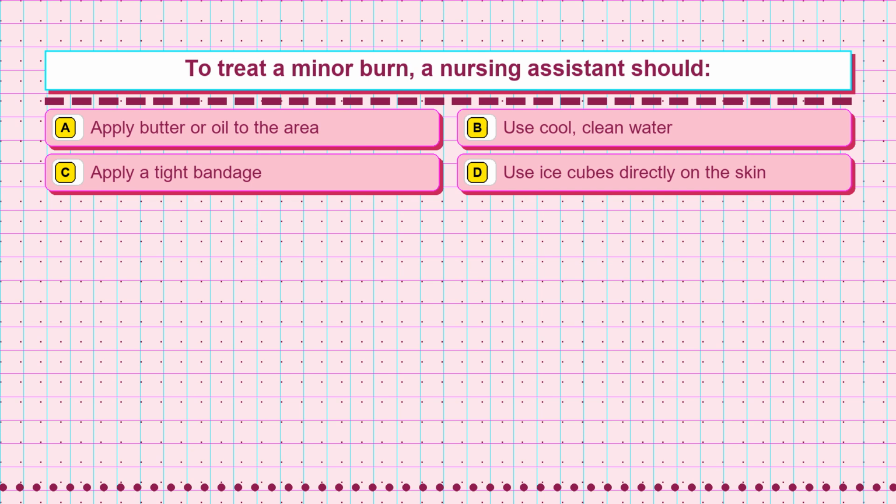Question 25. To treat a minor burn, a nursing assistant should: Option A. Apply butter or oil to the area. Option B. Use cool, clean water. Option C. Apply a tight bandage. Option D. Use ice cubes directly on the skin.